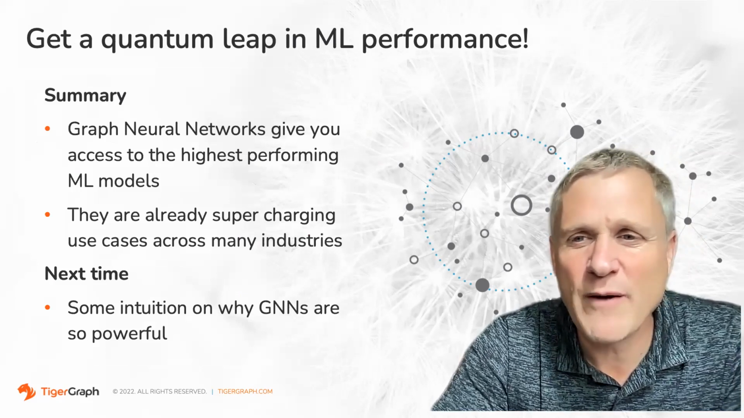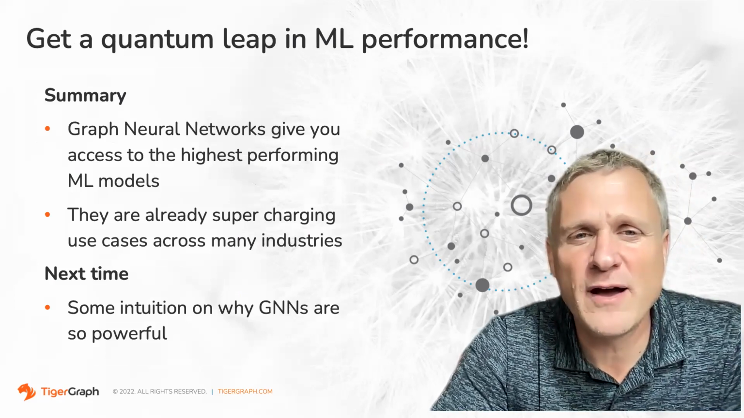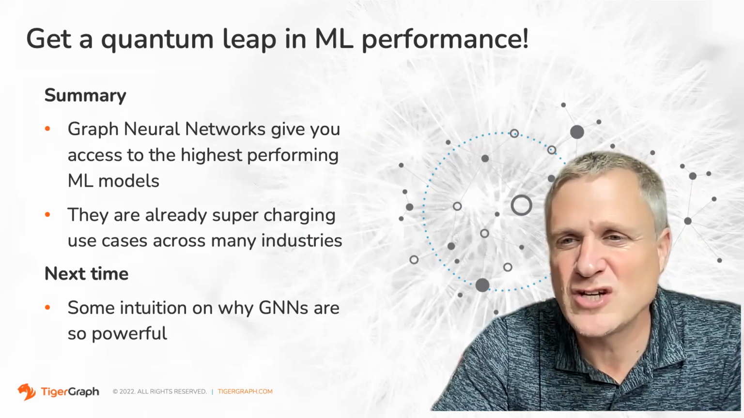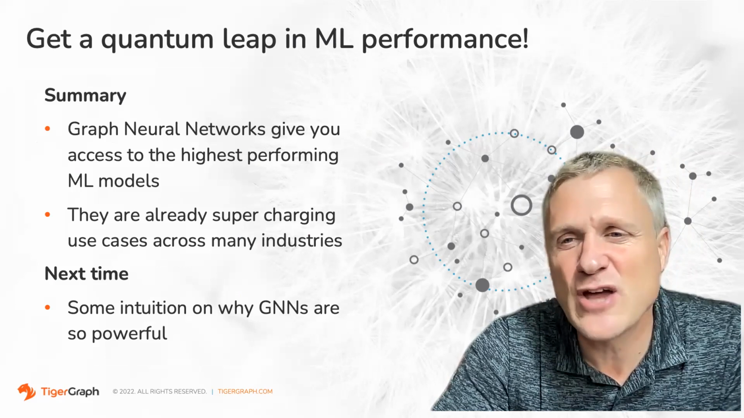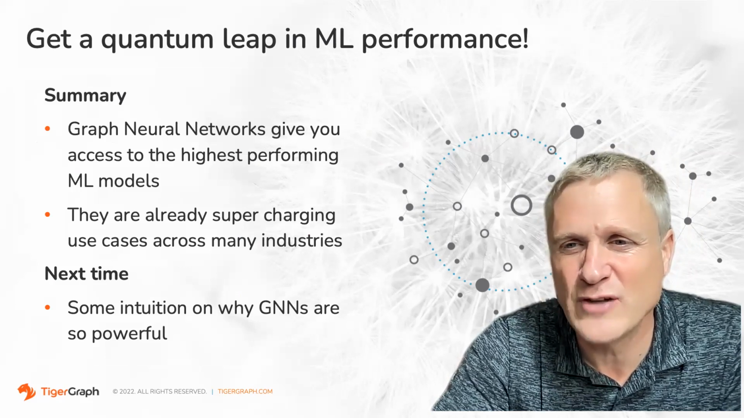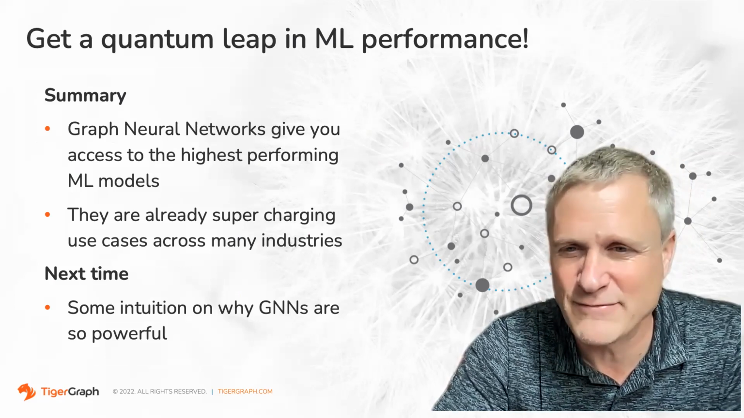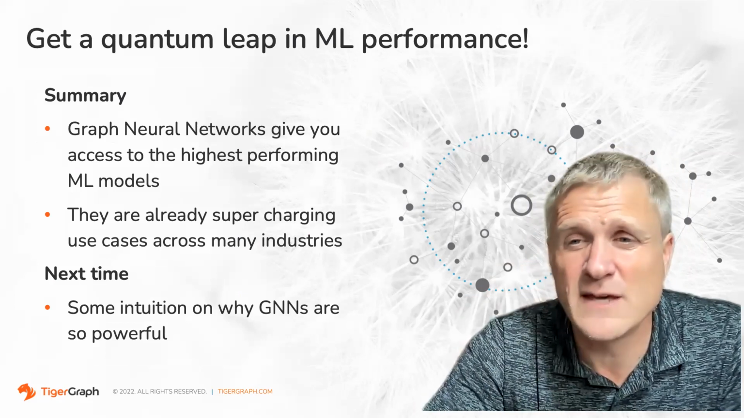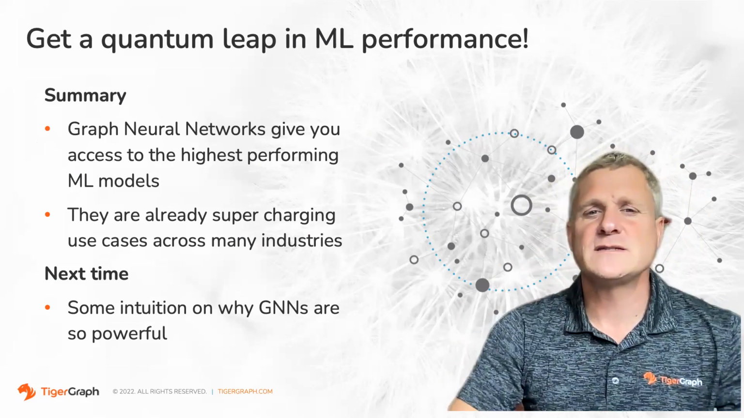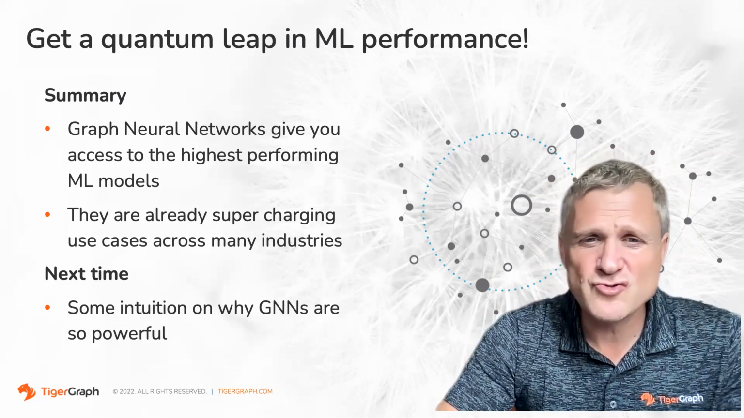So, a summary of where we got to this time. Graph neural networks give you access to the highest performing machine learning models available out there. Yeah, there's some cool stuff in convolutional neural networks and all that, right? But for businesses, I think graph neural networks are the thing. And they're already being used, right?